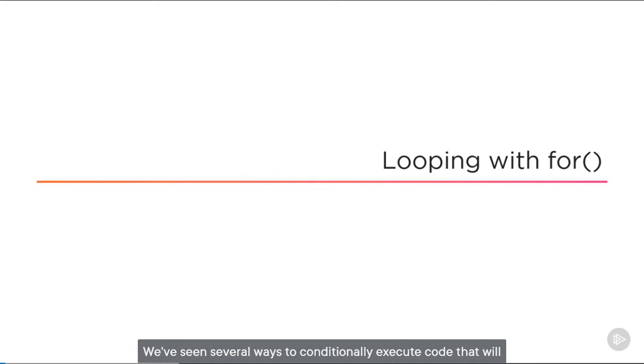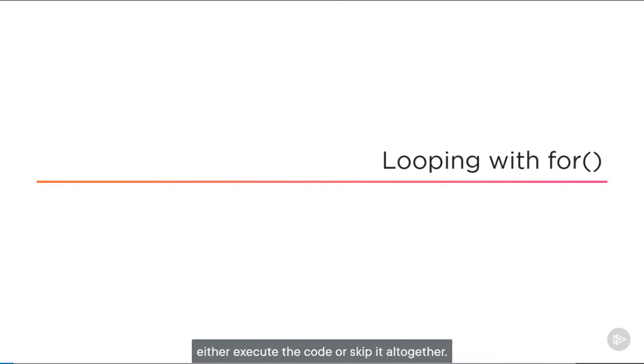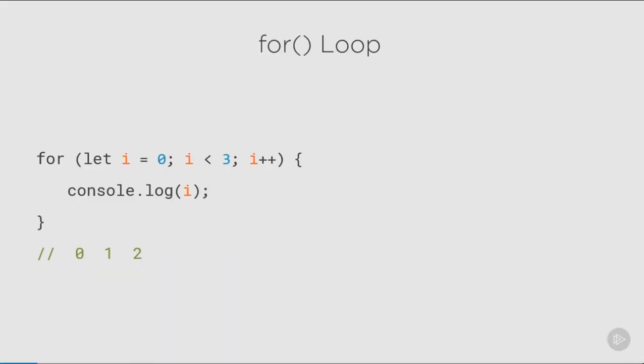We've seen several ways to conditionally execute code that will either execute the code or skip it altogether. But sometimes we need to loop over code. We need to execute the same code over and over and over. One way to do this is with a for statement. Let's take a look at this.